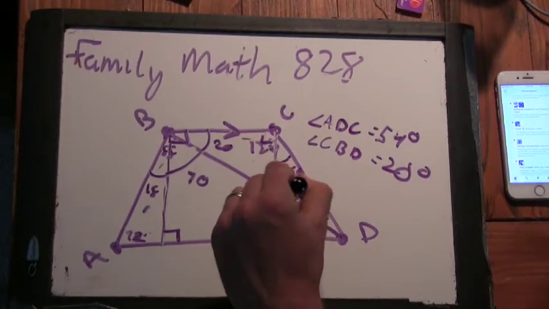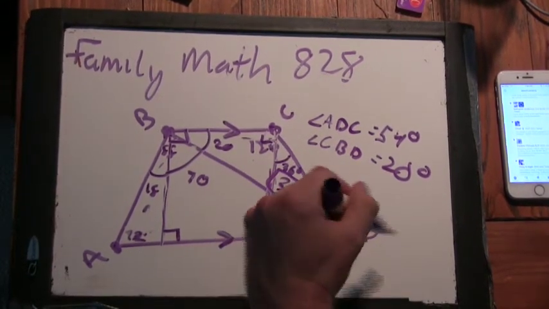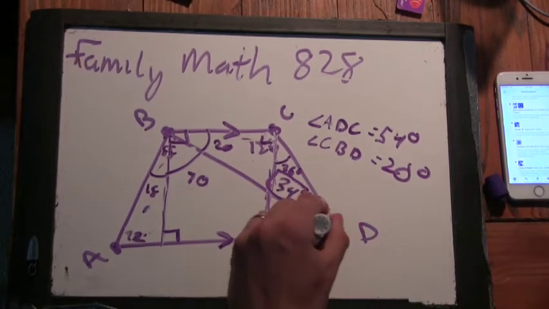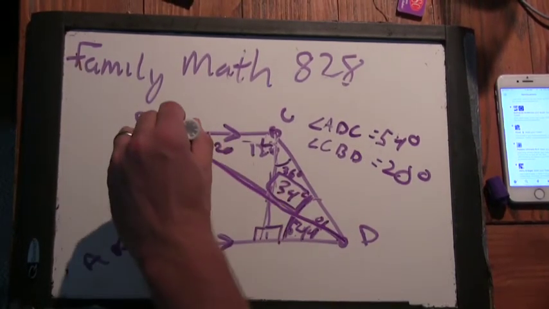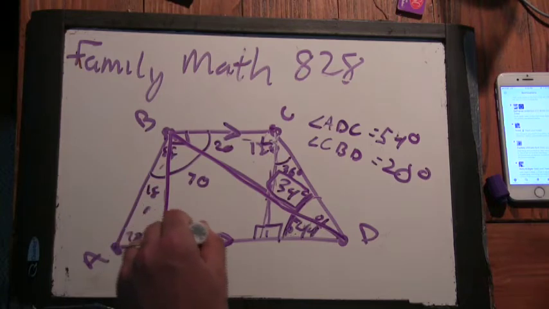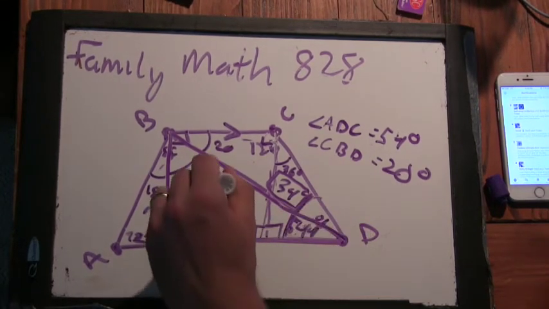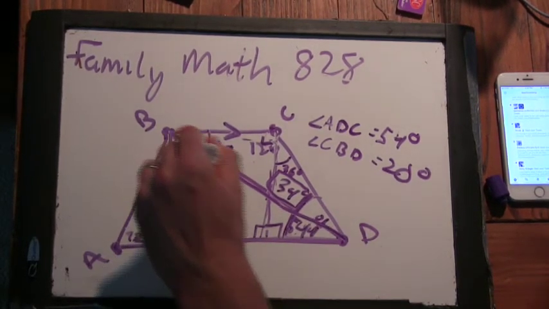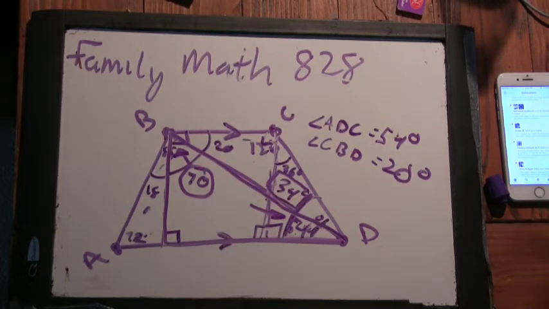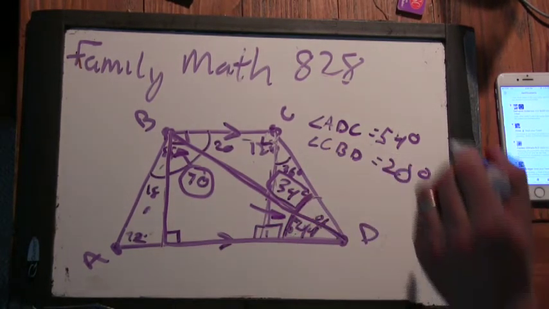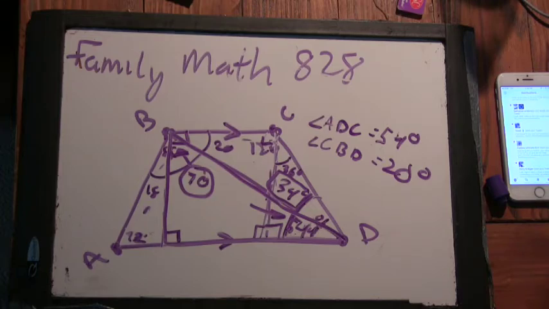Another way you could have seen that is once you knew this angle was 34 here, you had this right triangle that you had drawn previously. And you knew that was a 70 degree angle, so what does this have to be? 20. And so 20 plus 34 is? 54. Sure. Okay, nice job, hon.